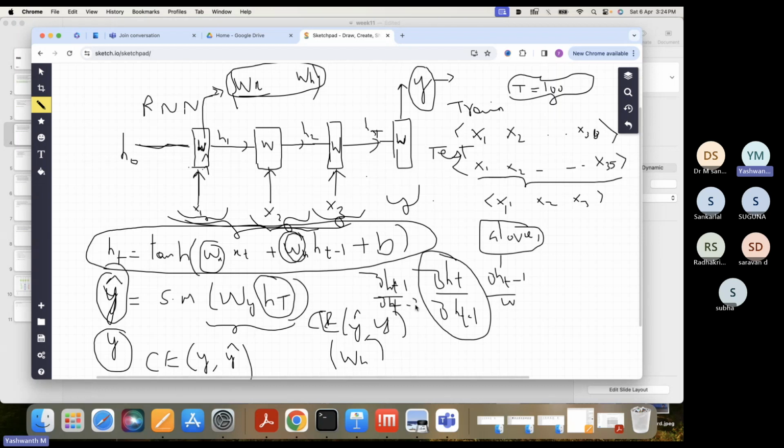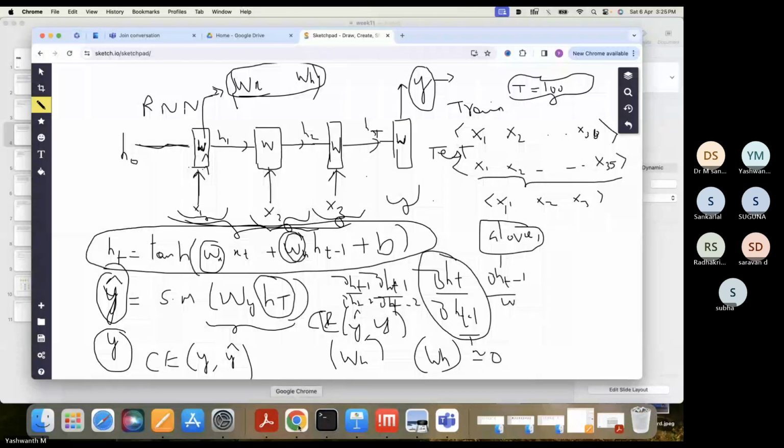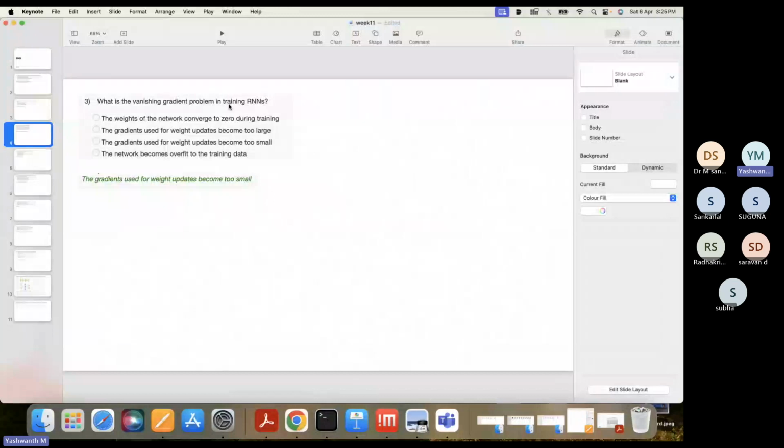there will be a chain of derivatives. So what you end up having is a term something like WH to the power of the number of steps. So if T is 100 and your WH is not well conditioned, it's gone. This will become zero. Okay, so that's why your gradients become too small.